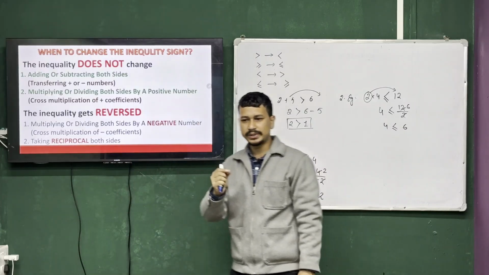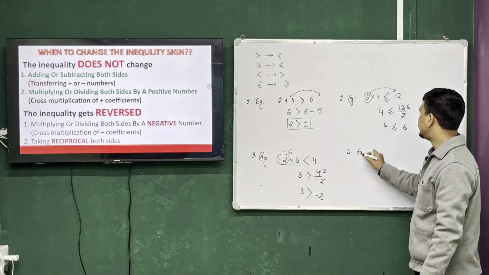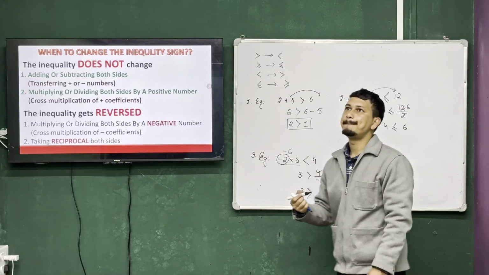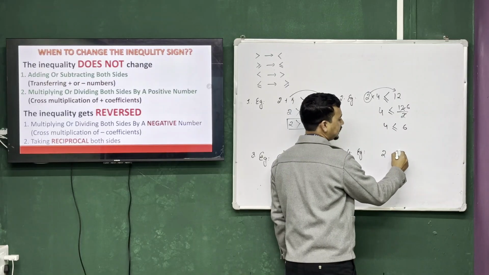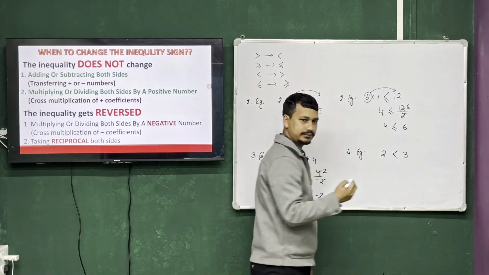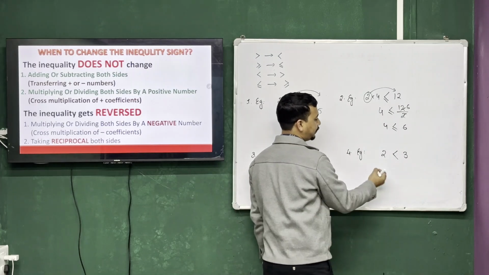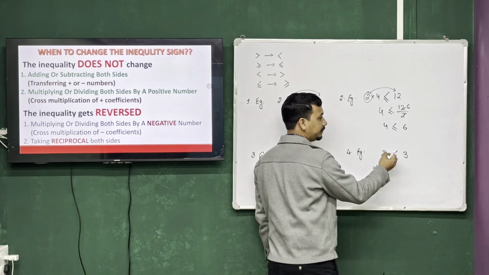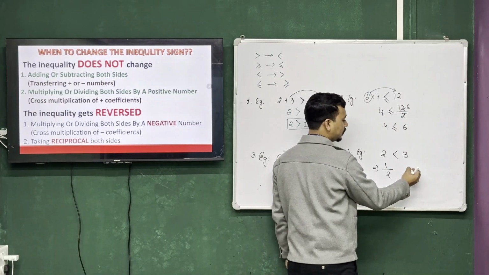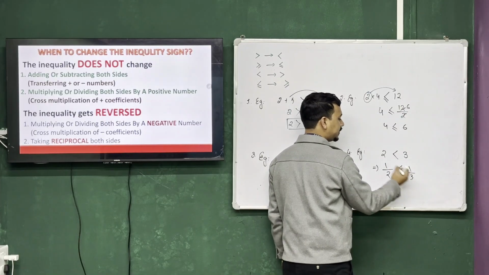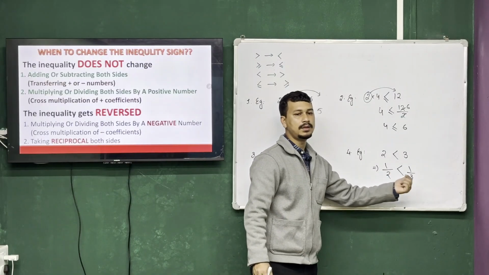Now this might be a little complicated for some of you, but just focus. Number 4 example will be, let's say, 2 is less than 3. Agreed? We all know that 2 is less than 3. But what if we take reciprocal on this side? So reciprocal means 1 by 2. And what will be the reciprocal of this? 1 by 3. So if I don't change the inequality, it will look like half is less than 1/3.